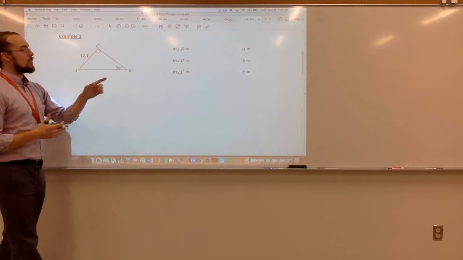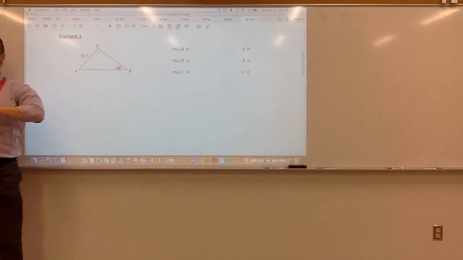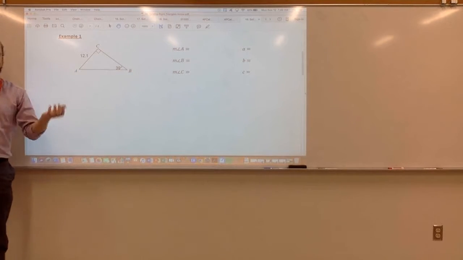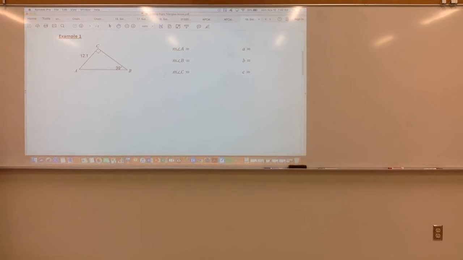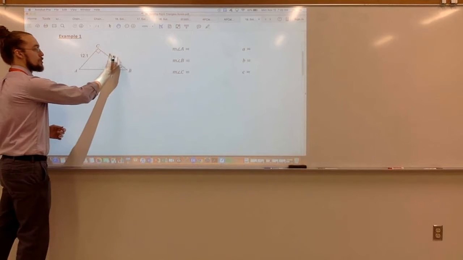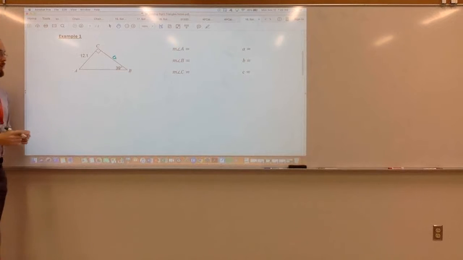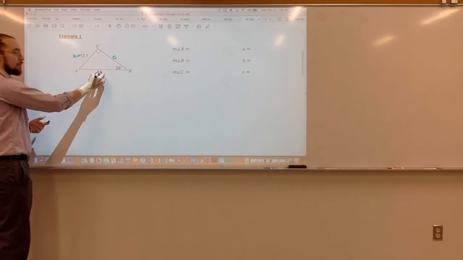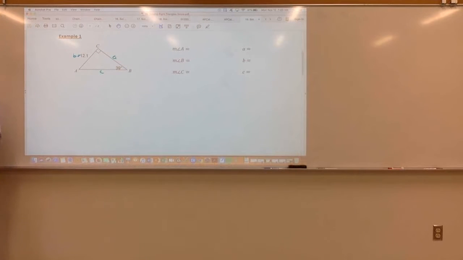Now, how did we label the three sides then? If capital A was here, angle capital A is here, where is side little a? Opposite of it, right? So this would be side little a. Where would side little b have to be? Where the 12.1 is. Right, where the 12.1 is, so that would be my little b. And then that leaves little c is here.